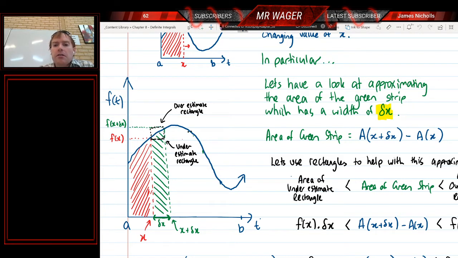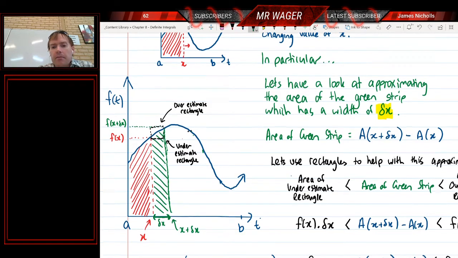The area of this green strip we can say is equal to the area function from the very beginning all the way to x plus delta x, so all the way to this line here. So if I draw in another solid line, the area we want is the red section plus the green rectangle. That's the area function at x plus delta x. And then if we take away the red section, that's going to give us an approximation of the area of the green rectangular strip.